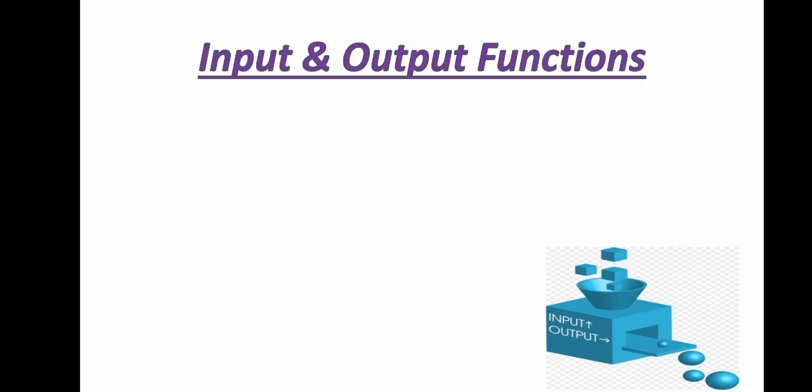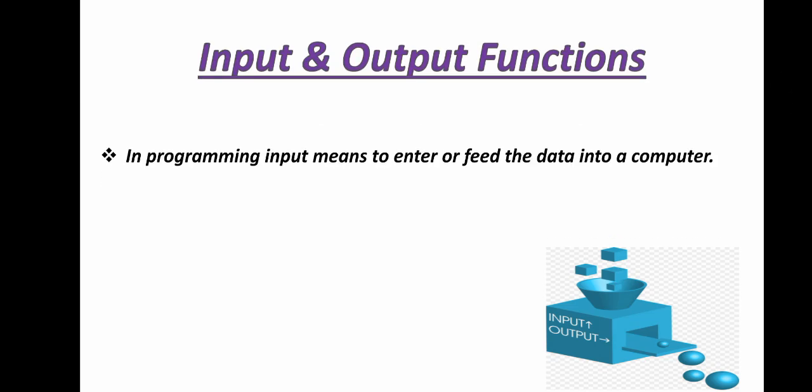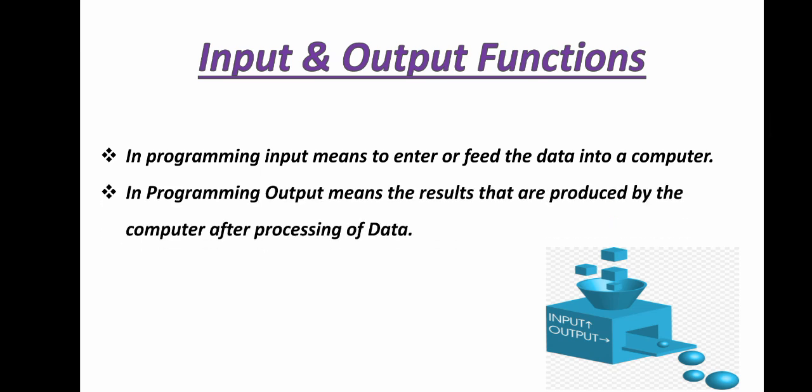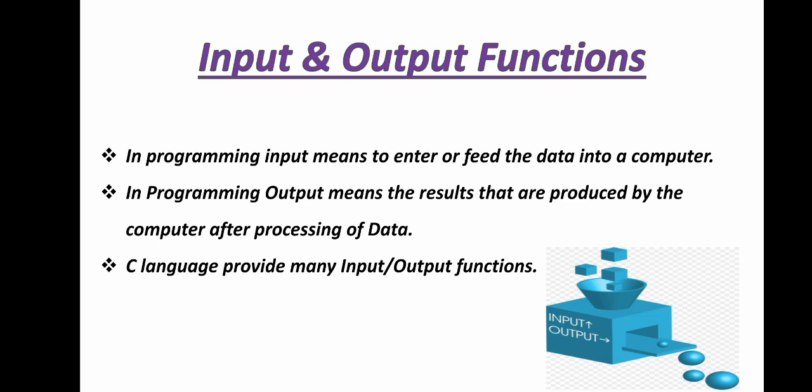Then what are input and output functions? In programming, input means to enter or feed the data into the computer. In programming, output means the results that are produced by the computer after processing the data. And C language provides many input and output functions. Different input and output functions are used in C language.